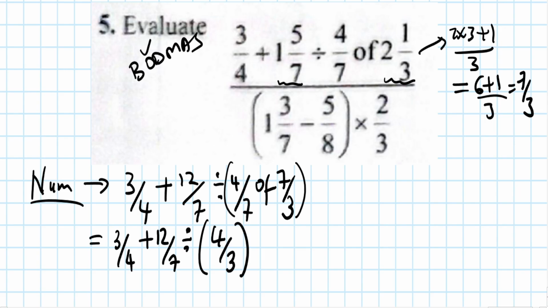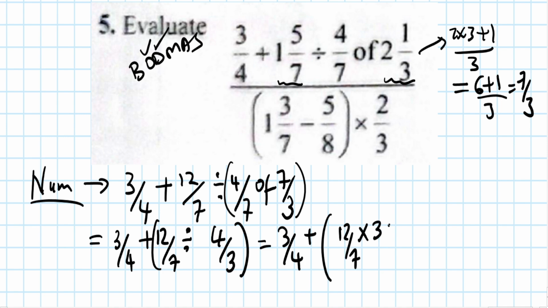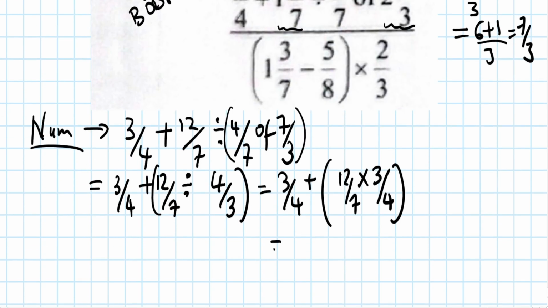So we divide by 4 over 3. We finish with division now. We take 12 over 7 divided by 4 over 3. So 3 over 4 plus 12 over 7; division becomes multiplication, times 3 over 4. So this is 3 over 4 plus 12 over 7 times 3 over 4. 4 goes into 12 three times, and then you get 9 over 7.